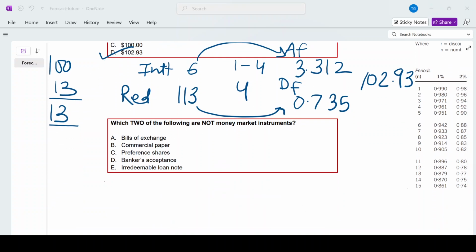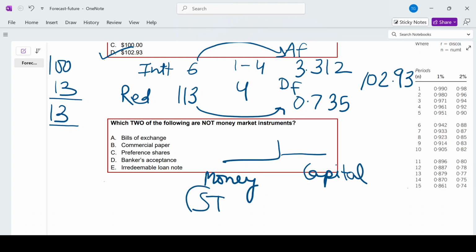Question number 2 asks us, which two of the following are not money market instruments? Now always remember, there are two sorts of markets that we have: the money market and the capital market. The money market is all about short-term instruments, and the capital market deals with medium-term as well as long-term instruments. So here we are going to eliminate those options because we have to select which are not money market instruments. Any instruments which are for the medium term or the longer term can straight away be the answer, because they will not be money market instruments, as the money market only deals with short-term instruments.